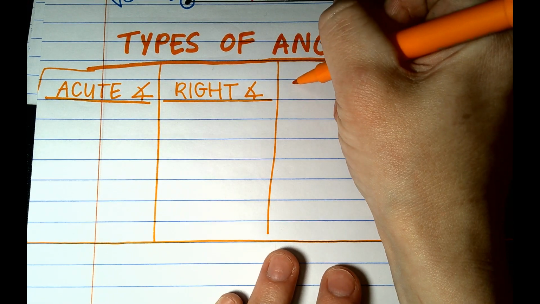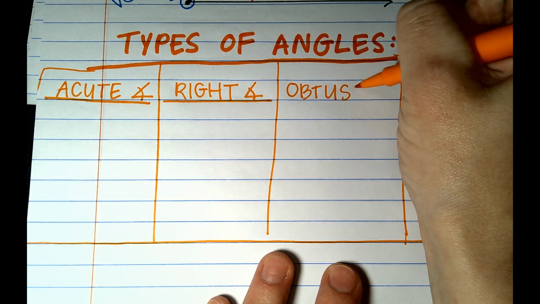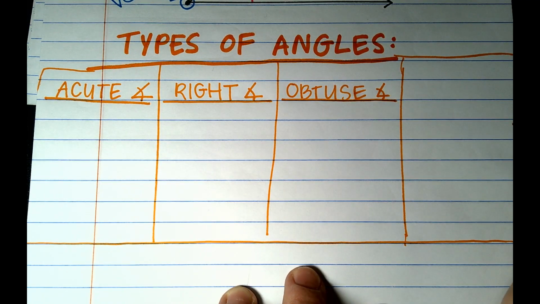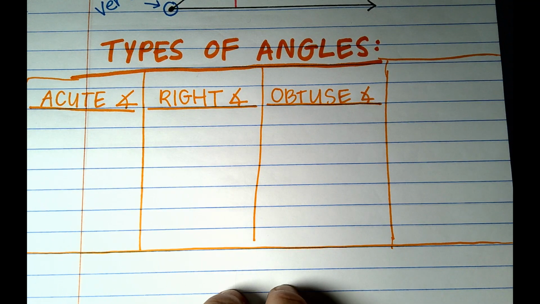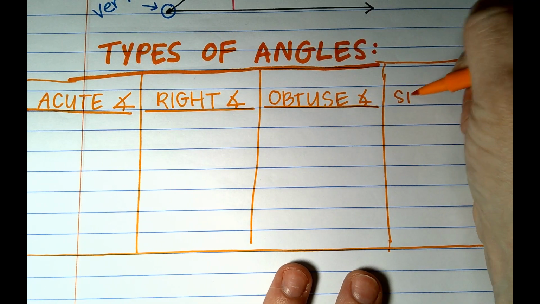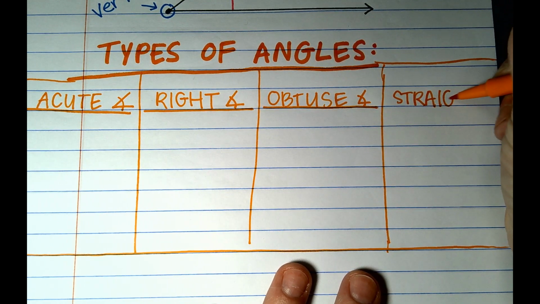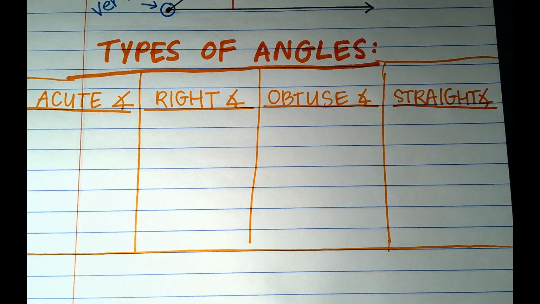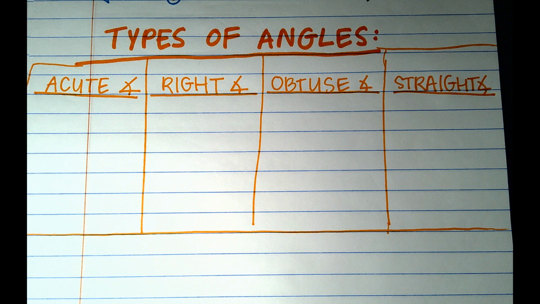Next we have obtuse angle. Obtuse angle. And last but not least, we have a straight angle. S-T-R-A-I-G-H-T. And I'll give everybody a moment to write those 4 names down, and then we will zoom in onto each box and give a definition and a picture.